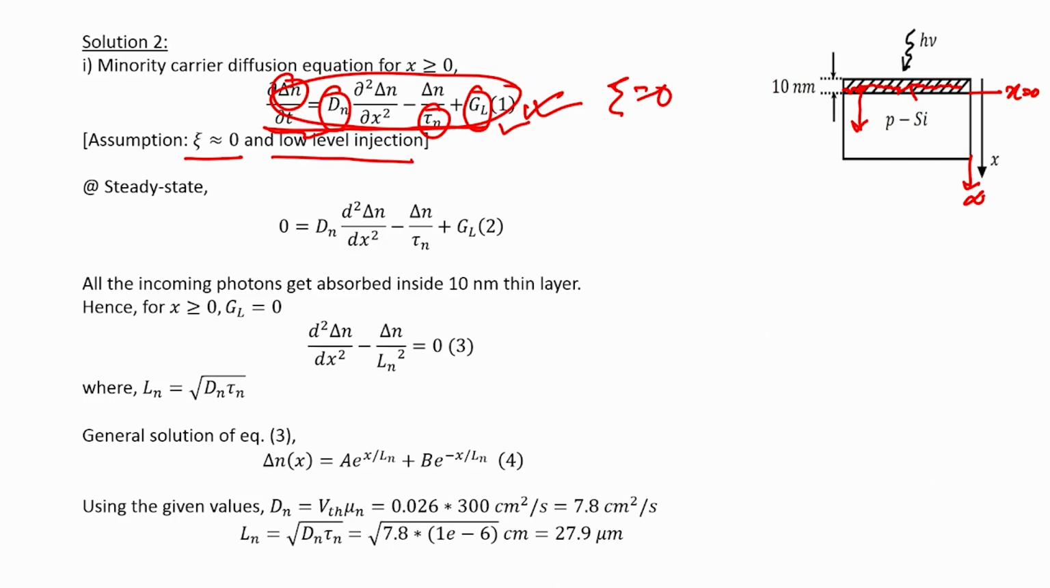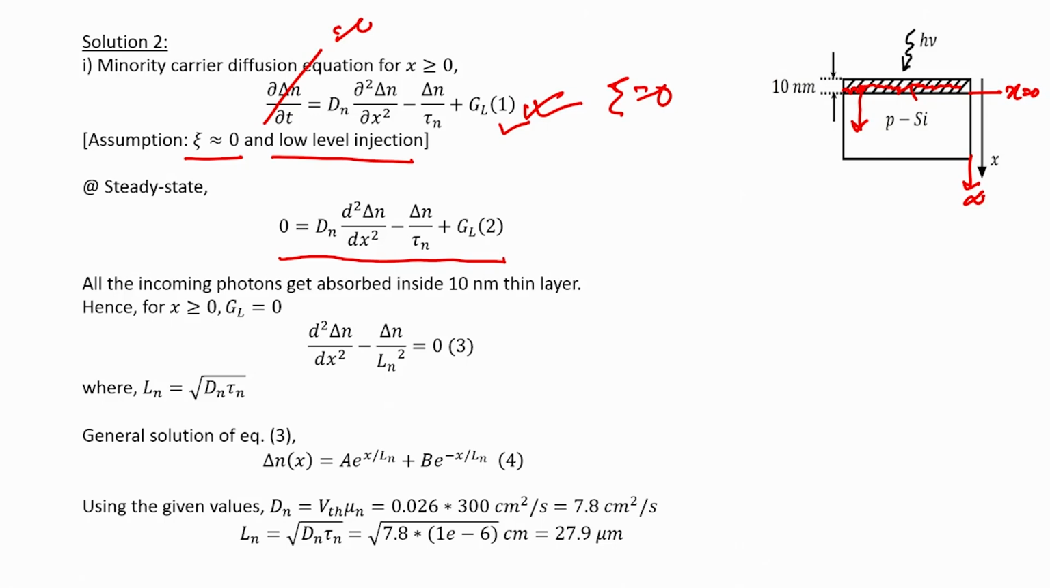Now the problem asks about the steady state. So now when we are talking about the steady state, there won't be any change of carrier concentration with respect to time. So del n by del t will become 0 in case of steady state, and other terms will remain. So this is the first step where we have reduced further the minority carrier diffusion equation.